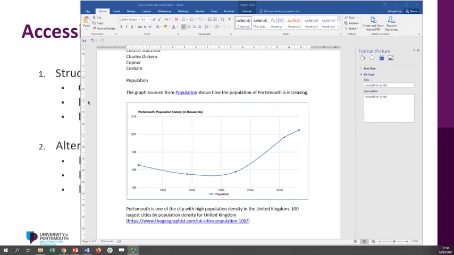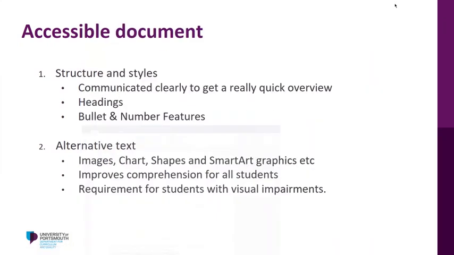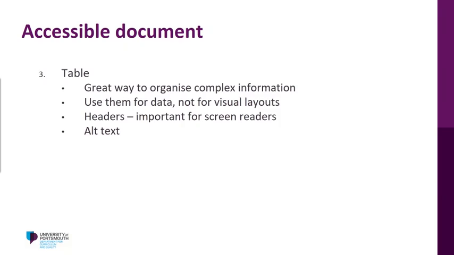Now look at the next thing. Tables. Tables can be a great way to organize complex information, but remember, don't use them for visual layout. Use them for data purposes only. And in order for students to best navigate a table, particularly if they are using a screen reader, it's very important that it has appropriate headers. And you can also input alt text in tables.